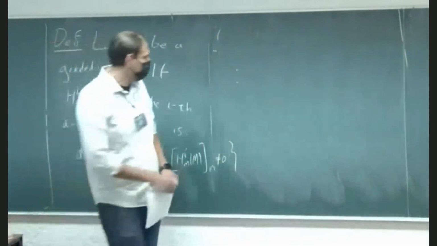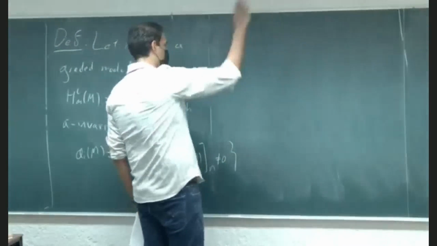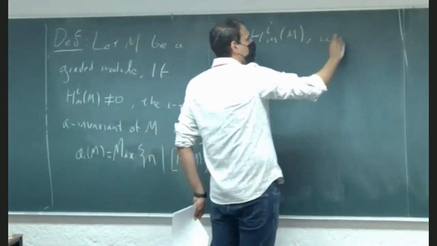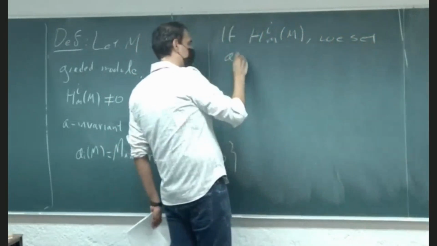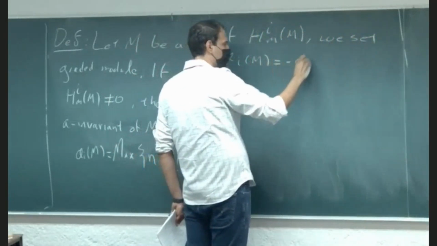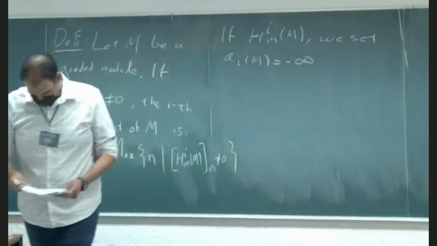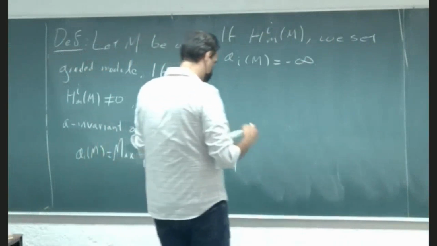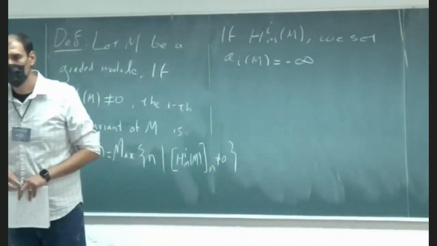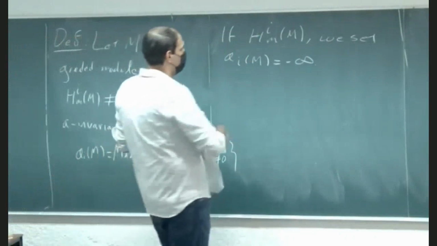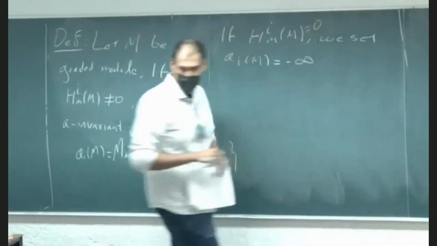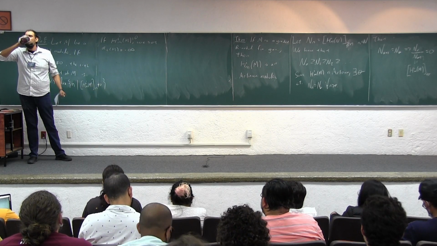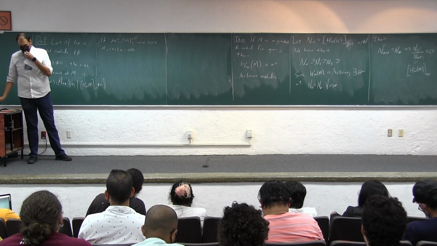If this local cohomology does vanish, we say the a-invariant is going to be minus infinity by convention. Equal to 0. Yeah, equal to 0. Oh, of course, thank you. Sorry, I'm using more coffee, so don't forget. Okay.